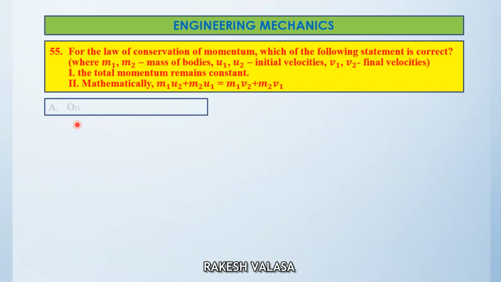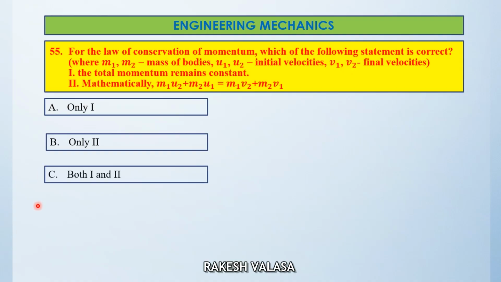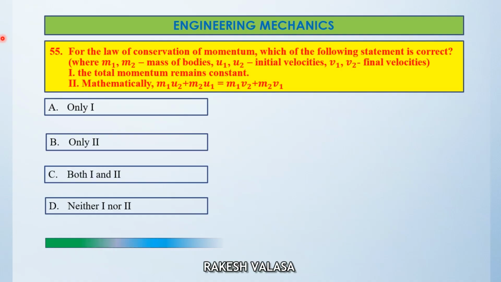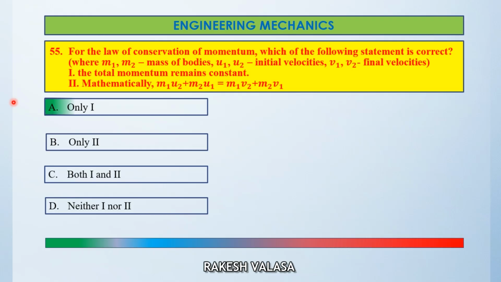Option A, only 1. Option B, only 2. Option C, both 1 and 2. Option D, neither 1 nor 2. The correct answer is option A, only 1. Let us see the explanation.